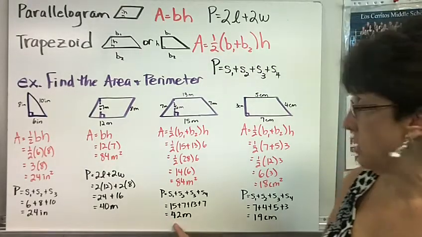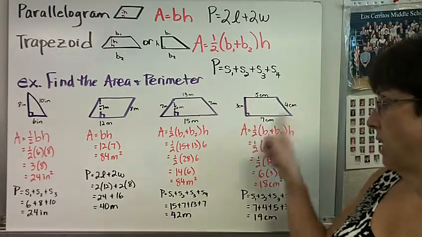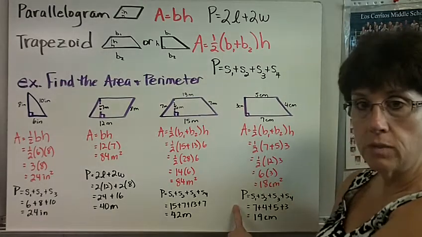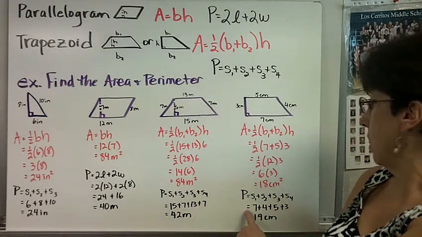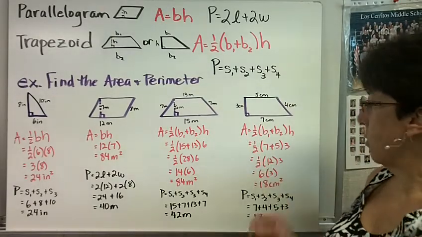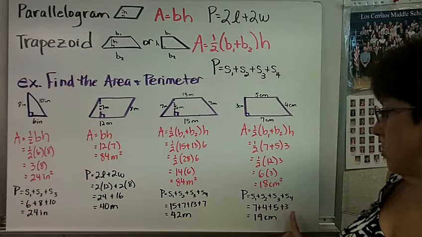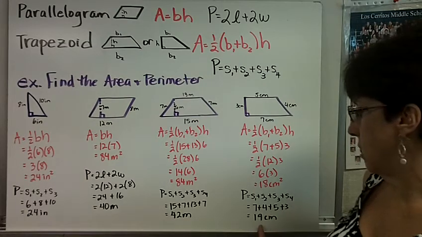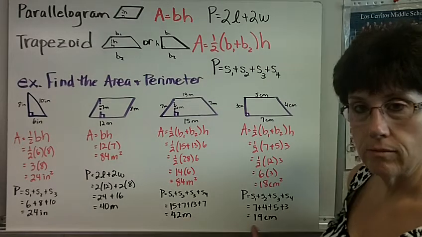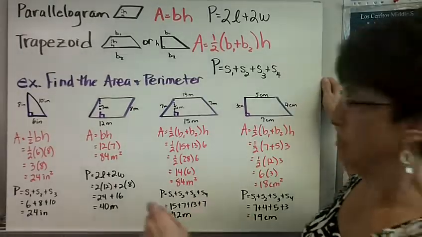And last but not least, another trapezoid, add the sides. Side 1 plus side 2 plus side 3 plus side 4. 7, this time I went counterclockwise. 7 plus 4 plus 5 plus 3. 19 centimeters. Okay? Now let's do something else.